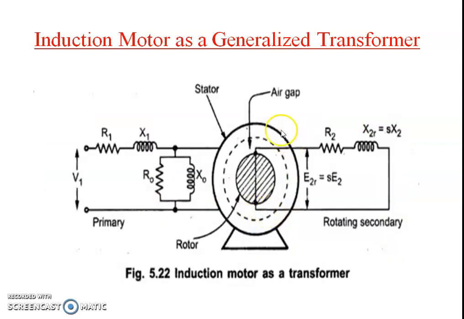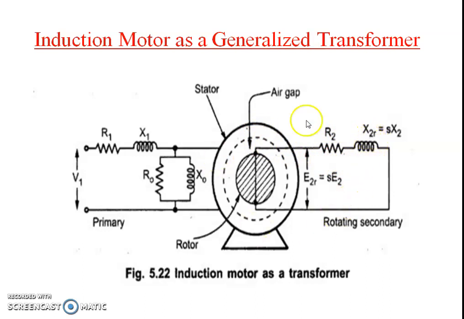But in the case of the induction motor, whatever flux is created by the stator winding flows towards the rotor through this air gap. Instead of the transformer core, here we have an air gap. That means the stator flux is passed to the rotor through the air gap of the induction motor. Similarly, R2 indicates the rotor resistance, and X2R is the rotor reactance.